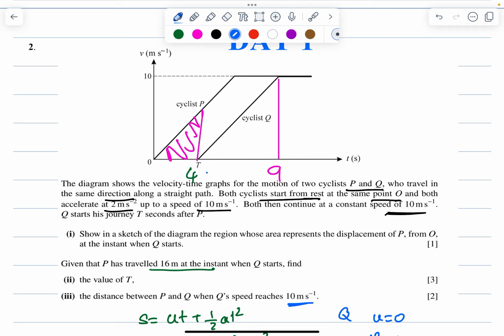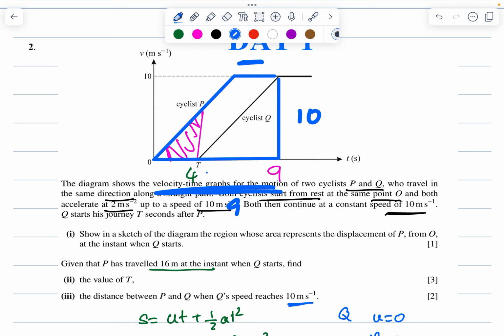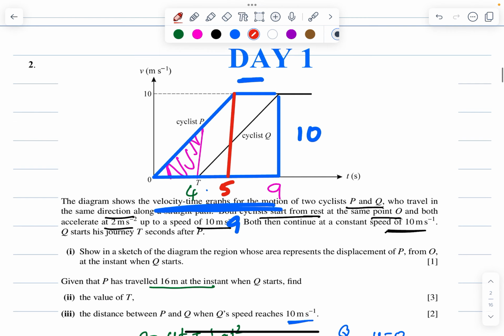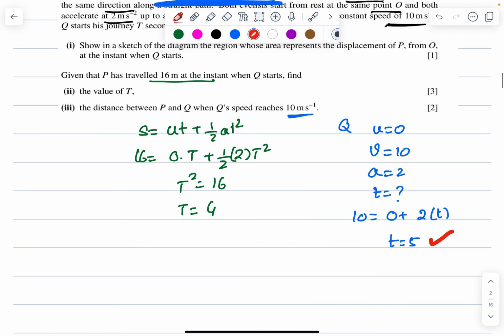Now what is the displacement? I am going to find the area of this trapezium for P. We know this is 10, this distance is 9 and this distance is 5. Why is it 4? Because when Q has taken 5 seconds, P also will take 5 seconds. So this distance is going to be 4. So the area is the distance traveled by P.